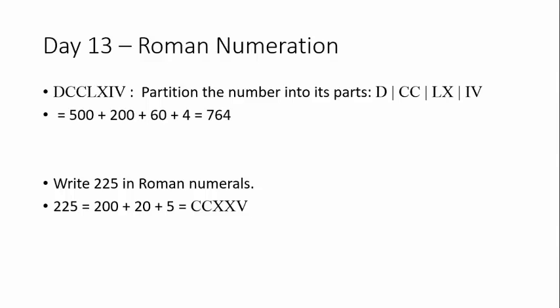Let's think about taking a Western number and converting to Roman numerals. 225. Again, think of it in terms of its parts. So 225 is 200 plus 20 plus 5. Convert each of those to Roman numerals. 200 is CC, 20 is XX, and 5 is V. You see the Roman numeral there, CCXXV.